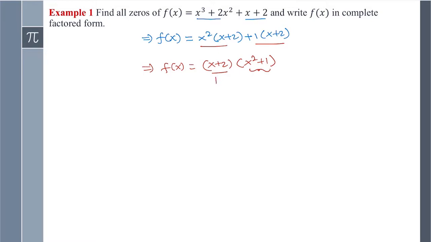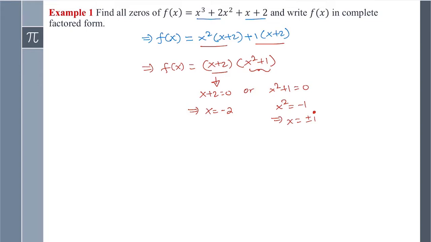So from here, the zeros are given by x plus 2 equals 0 or x squared plus 1 equals 0. So from here we get x equals negative 2. From here we get x squared equals negative 1, which means x equals positive or negative i. So that means our zeros are negative 2, negative i, and positive i.